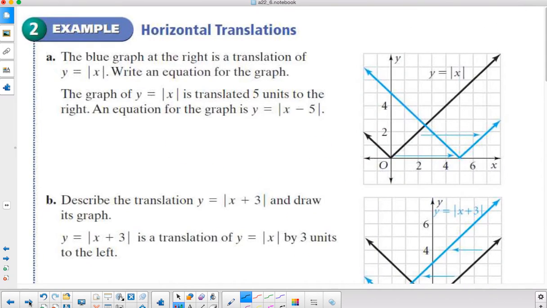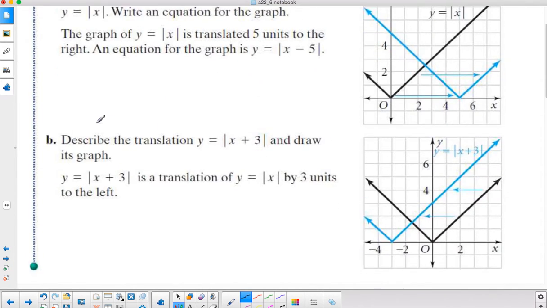Okay, looking at the next one, the horizontal translations. So this is moving right and left, and this one takes place inside of the absolute value symbol, and it is the opposite of what you want to think. So we have -5 inside. This actually tells you to go to the right 5, like they have here. If you wanted it to go to the left, then you would say plus whatever the number. So with that said, describe the translation y equals absolute value of x plus 3, and then draw its graph.